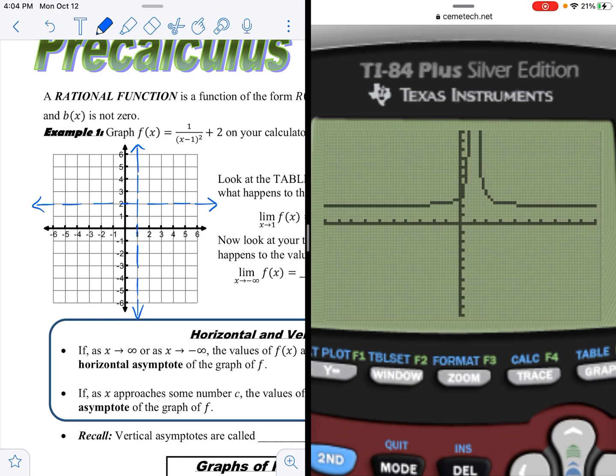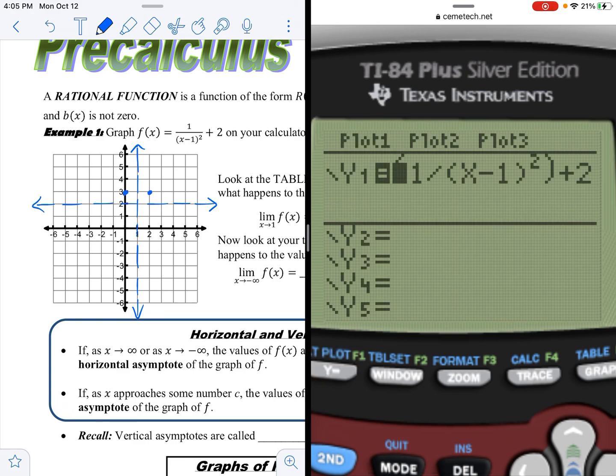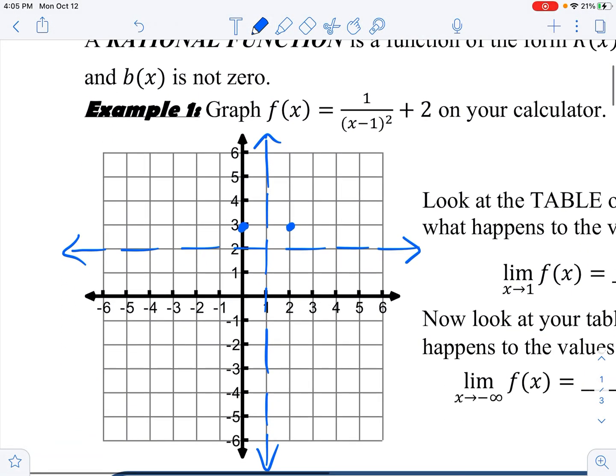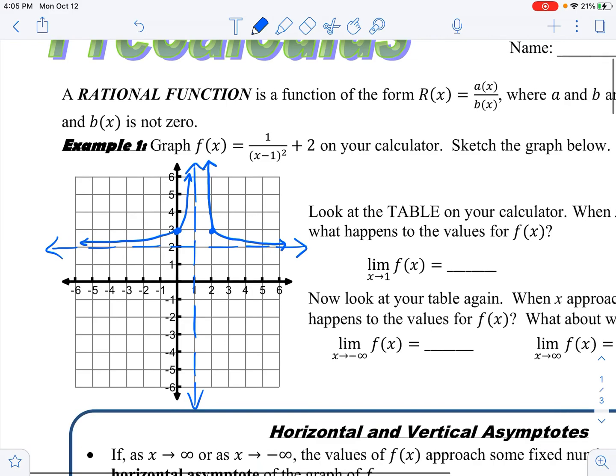Now from here, just to sketch, if I want to get at least 1 point right, I can plug in 2. That's a value to the right of the vertical asymptote, and I get 3. And if I plug in 0, I'll get 3 also. So I can get rid of this calculator. We don't need it anymore. And then you can just graph your two branches right here. And this is what it looks like. Remember, it's got to follow along those asymptotes and get closer and closer to them. Never cross them, never touch them.